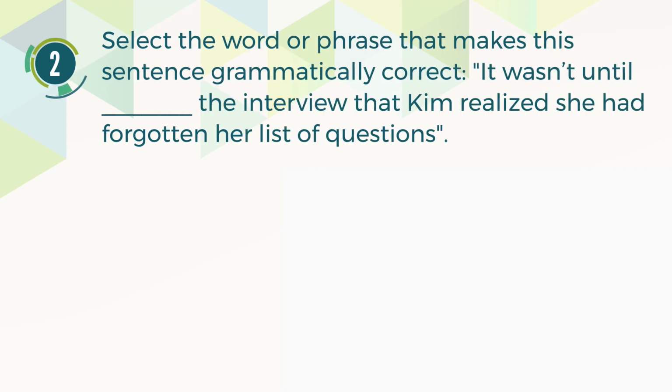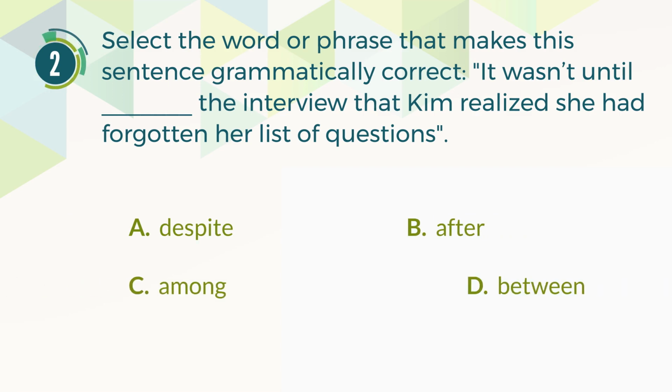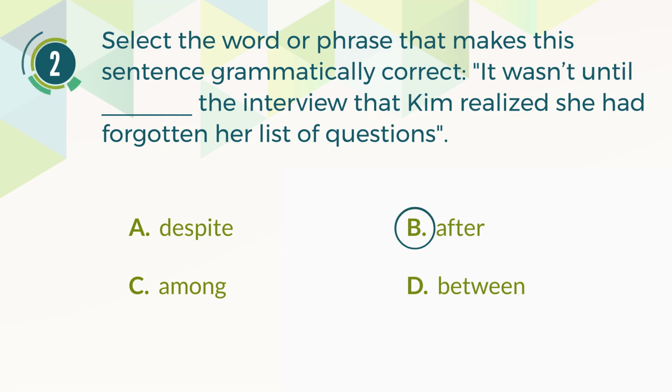Number 2. Select a word or phrase that makes this sentence grammatically correct. It wasn't until ... the interview that Kim realized she had forgotten her list of questions. A. Despite. B. After. C. Among. D. Between. The answer is B. After.